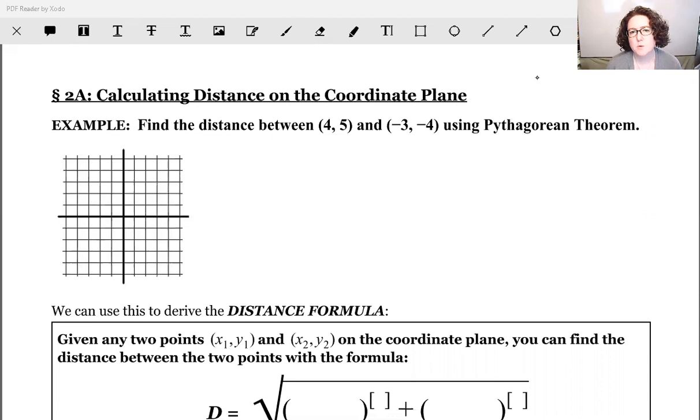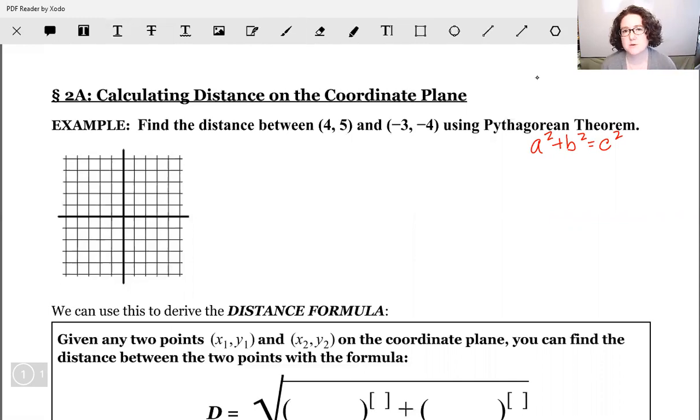You've already worked with the Pythagorean theorem. Don't forget, it's a squared plus b squared equals c squared. Your c squared is always coming from your c value, or your hypotenuse, aka your longest side on your right triangle. We can use this to find distances on the coordinate plane by drawing in the right triangle that we would be making with the hypotenuse ending in our two endpoints.